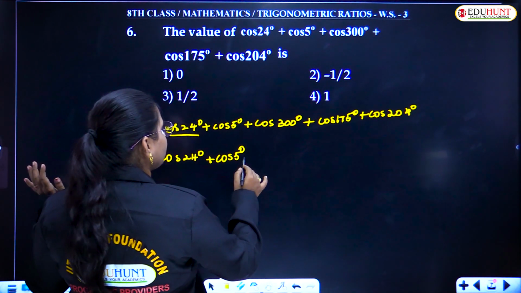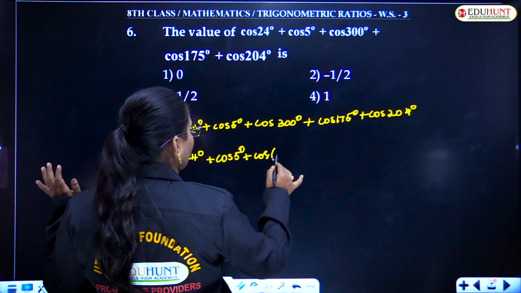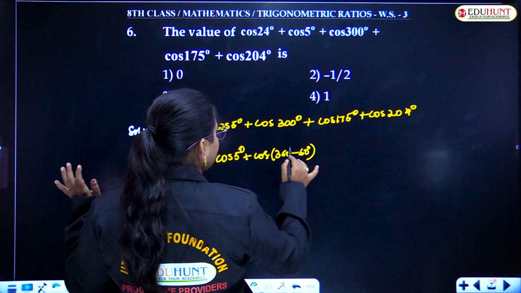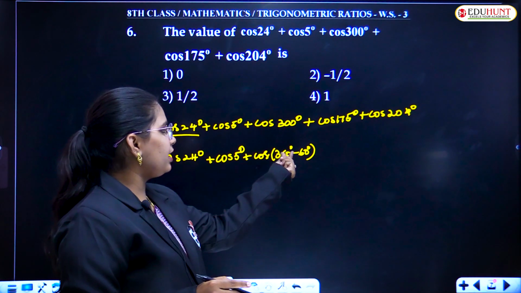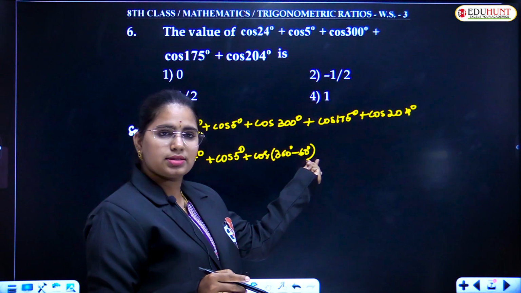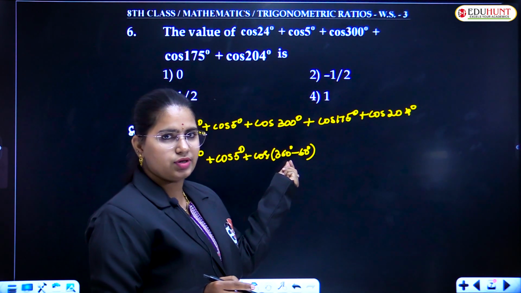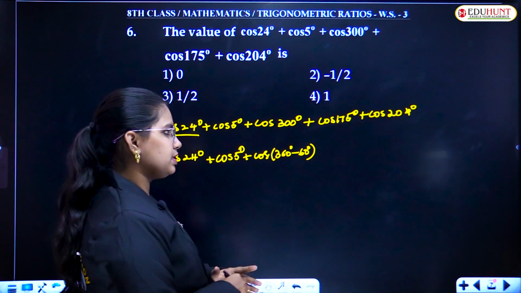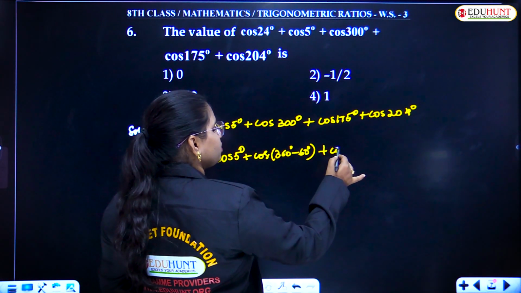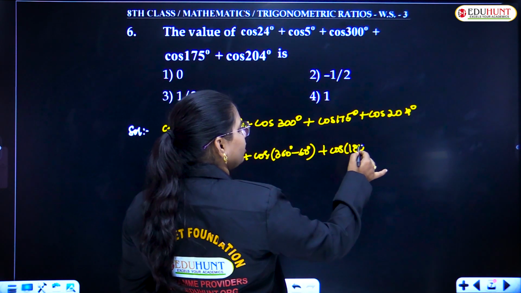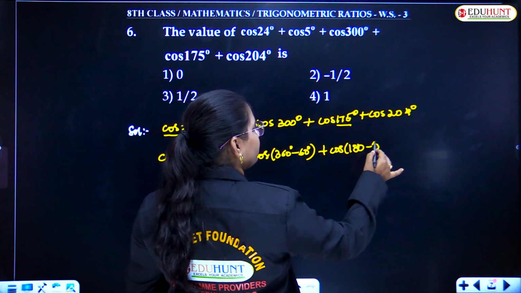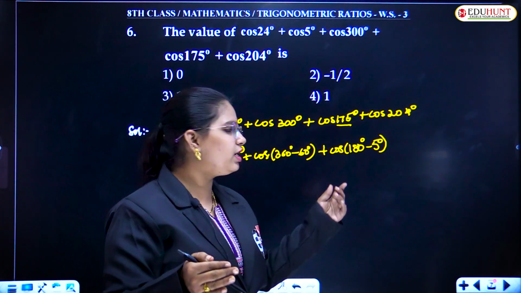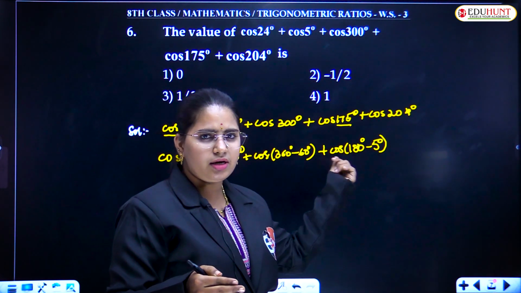So cos 300 I will change into the form of cos of 360 degree minus 60 degree. Can I write 300 as 360 minus 60? Yes, of course I can write like this. Next, cos 175 degree. I am writing cos 175 as cos of 180 minus 5 degree, because 180 minus 5 is 175.